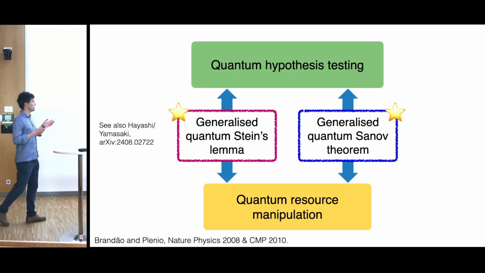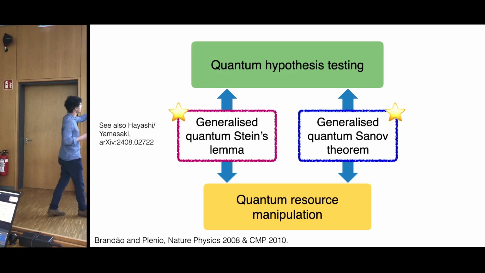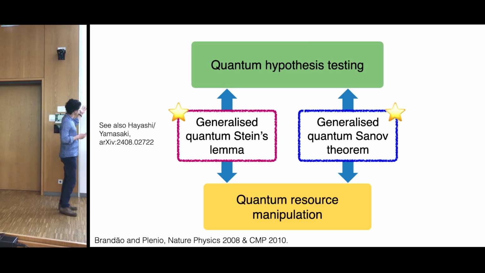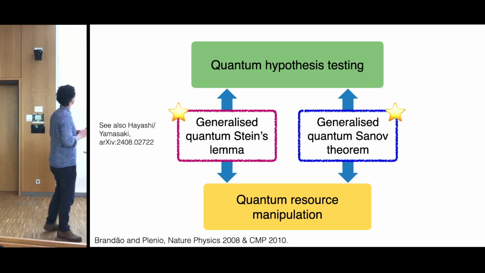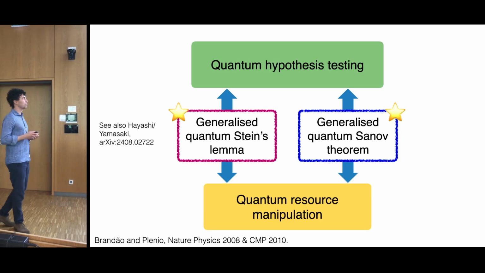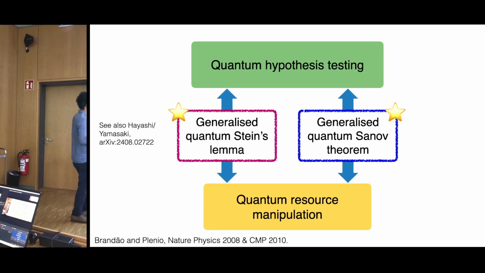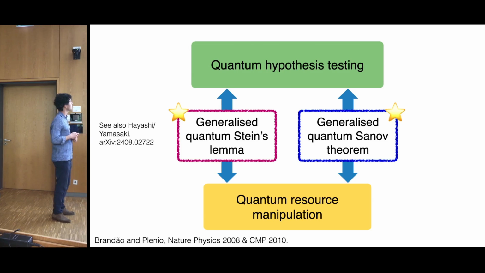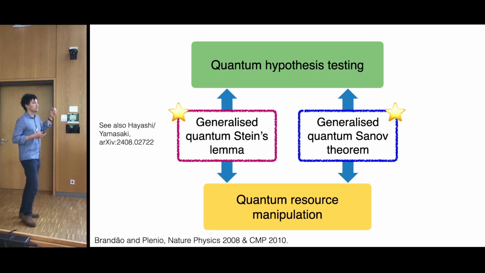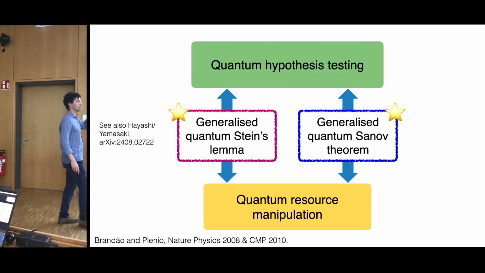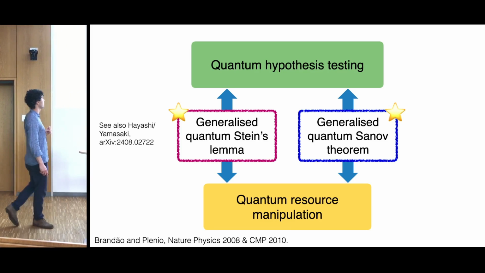Okay, so there are these two subfields, quantum hypothesis testing and quantum resource manipulation, and there's this fundamental result by Brandão and Plenio that connects the two, which is called the generalized quantum Stein lemma. This is something they proposed a proof of, and later Hayata and Masahito proved, and also I proved in the first of these two papers. And I also want to highlight a second connection, which arises very naturally in the same framework, and it's encapsulated by this generalized quantum Sanov theorem, which is a complementary version of the generalized Stein lemma.